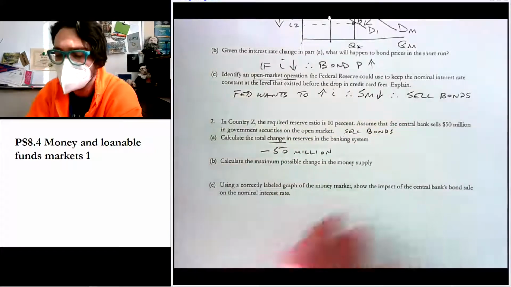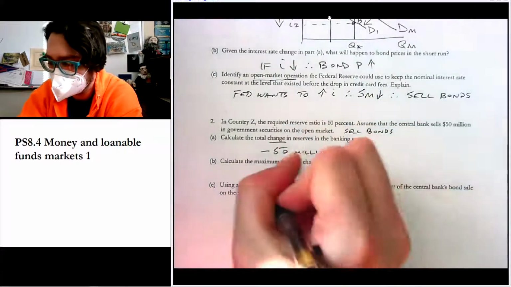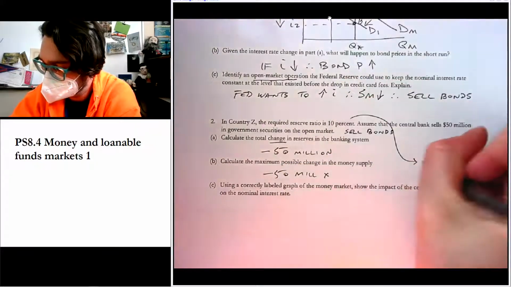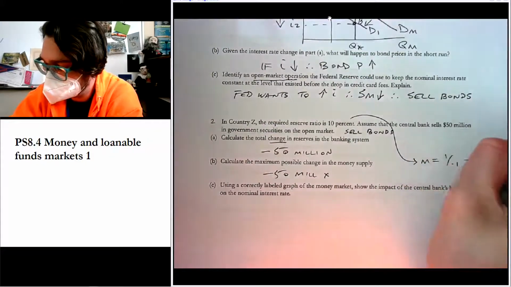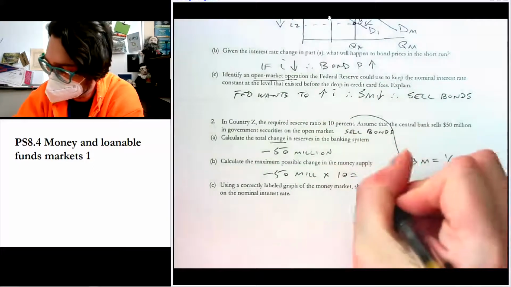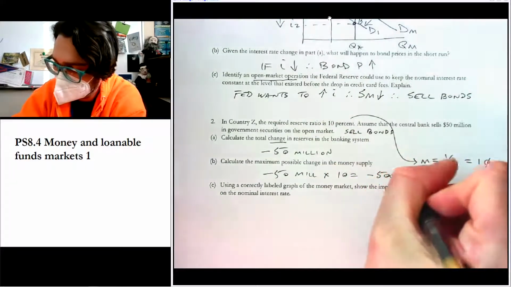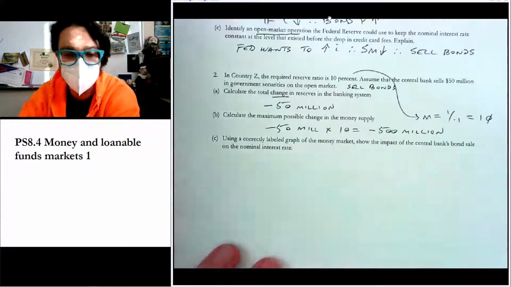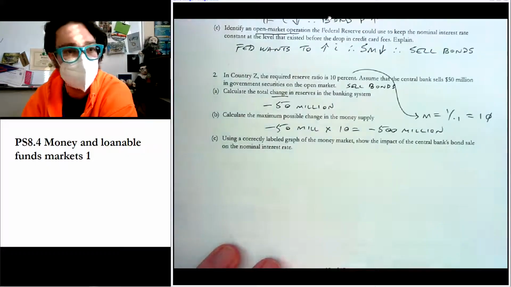Now, the maximum possible change in the money supply, we take this negative 50 million and we multiply it by the money multiplier. And we know that the money multiplier is 1 over 0.1, so that's 10. And so times 10 equals negative $500 million. The last part here says, using a correctly labeled graph of the money market, show how they do that.